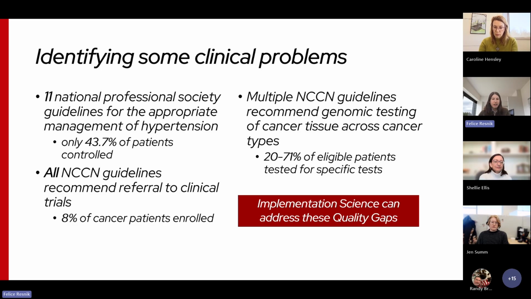We see the same pattern in oncology. All NCCN guidelines recommend referring eligible patients to clinical trials, but only 8% of cancer patients ever enroll into a trial. And even though multiple NCCN guidelines call for genomic testing across cancer types, only 20 to 71% of eligible patients actually receive the recommended test. So the issue isn't lack of evidence or not having the tools. The issue is implementing the evidence consistently.